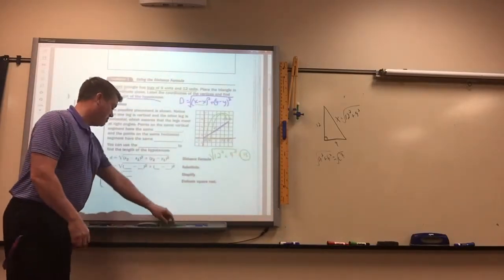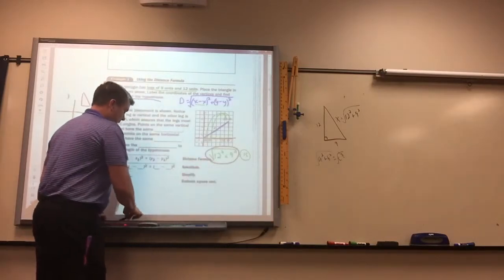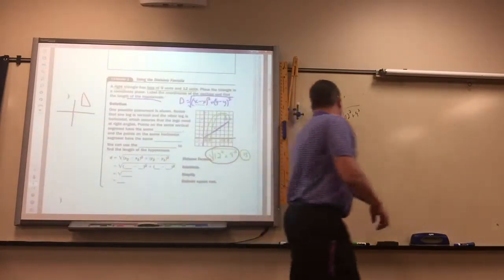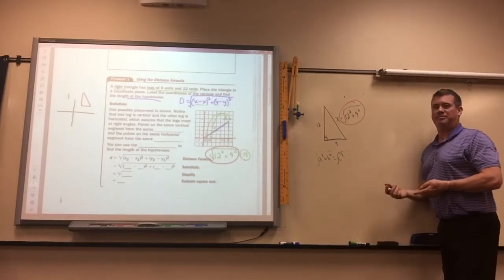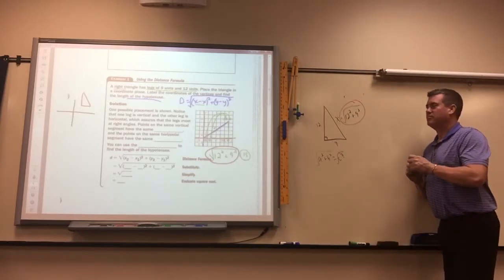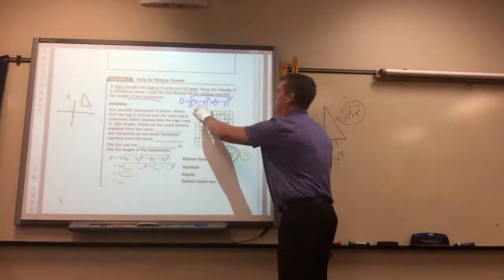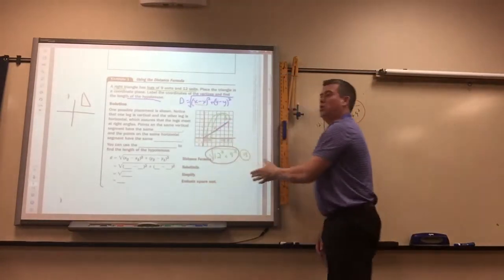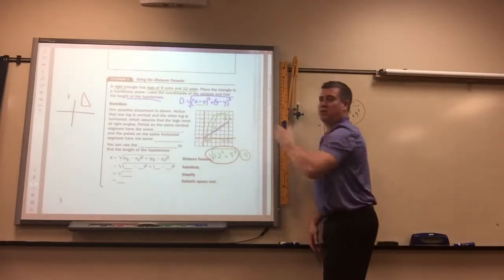Now if you notice, the distance formula is exactly the same thing as the Pythagorean theorem. Same exact thing. It's just on the distance formula, when you subtract the x's, that tells you how long this leg is. And when you subtract the y's, it tells you how long that leg is.